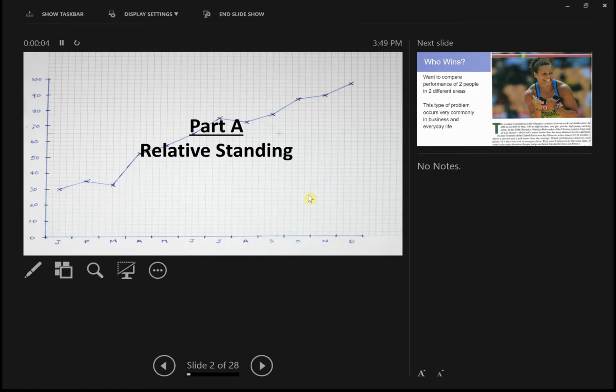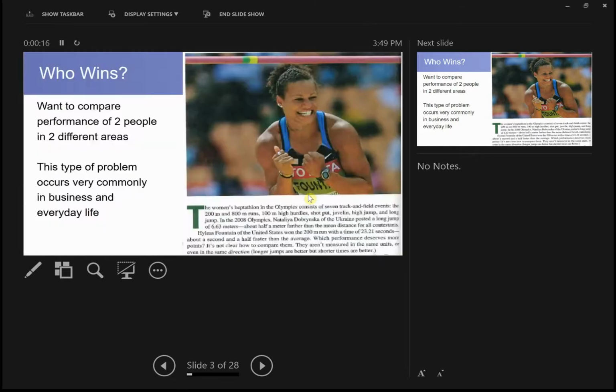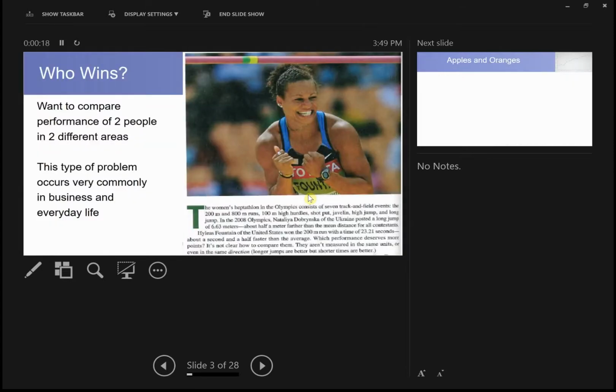So what I want to do today is relative standing. This is kind of the bridge, the bridge from descriptive statistics to inferential statistics. This is what lets us go from that small sample to that huge population. And so last time we started posing some problems. This is a really great problem that motivates a lot of what we're doing.